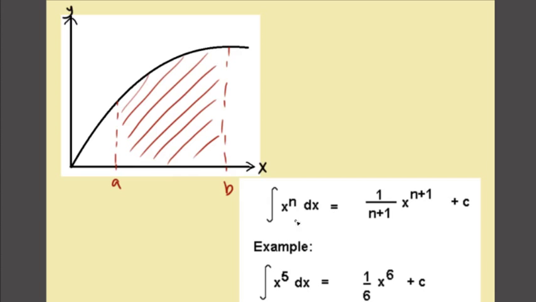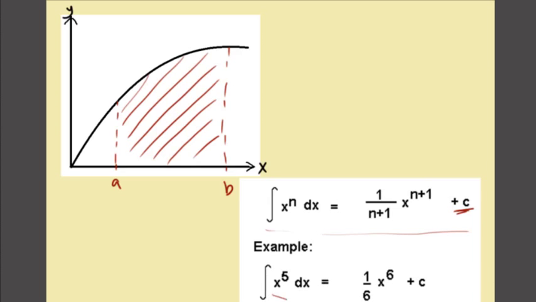Okay, now let's get to understanding how to integrate, and this is the basic rule you have to follow. If you've got a function, x to the power of n, to integrate it, what you have to do is take the power, which in this case is n, add 1 to it, and then you do it basically over that. Okay, and of course don't forget your plus c. This is very important. A lot of people forget to put plus c.